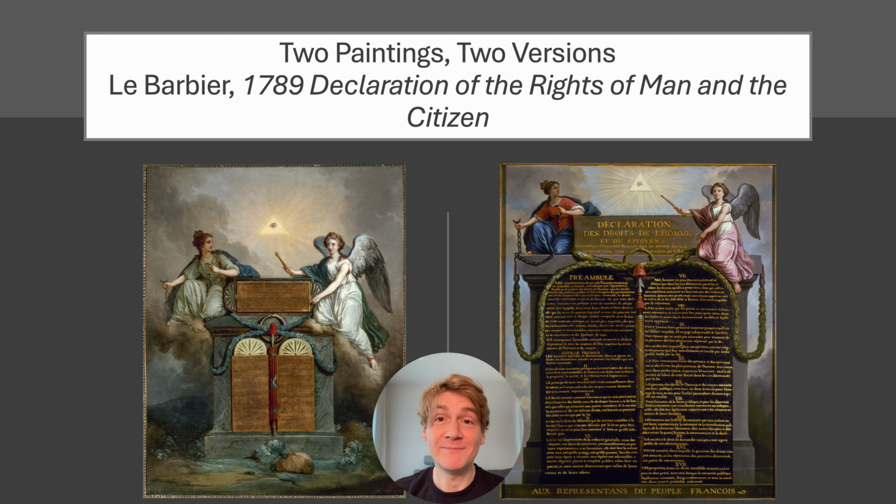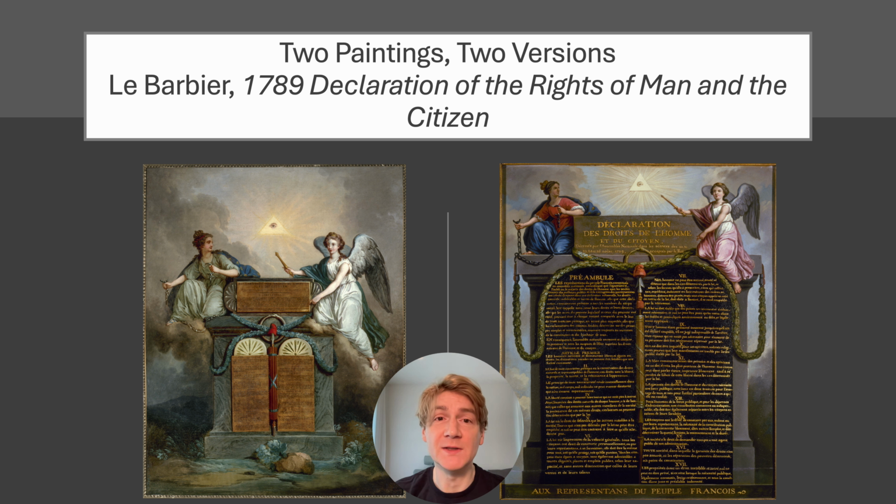First of all, it may come as a surprise to you that there are actually two paintings on the same subject. Both of them are attributed to the same artist, Jean-Jacques François Le Barbier. Here are the two paintings in question, which are not up to scale. The one on the left is actually larger than the one on the right.